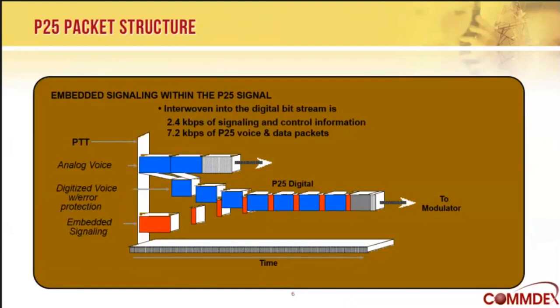Within that 7,200, we have the P25 overhead, and then we have to encapsulate IP data packets. So with all this encapsulation going on, that's why we can't get the types of data rates we would see on something like Wi-Fi, where we have huge bandwidth. We have to do everything within our 9,600 bit per second bandwidth.